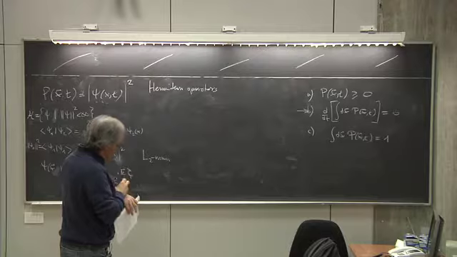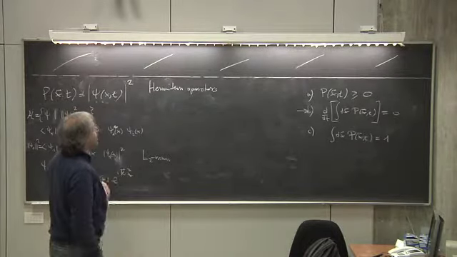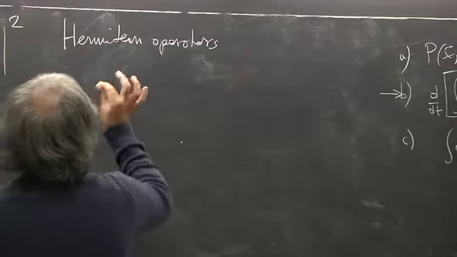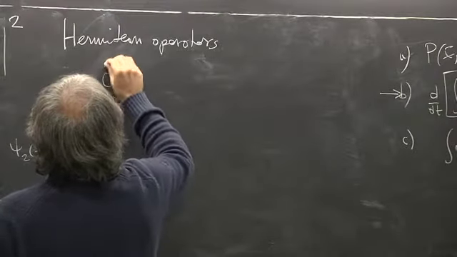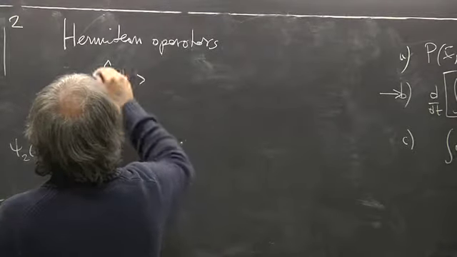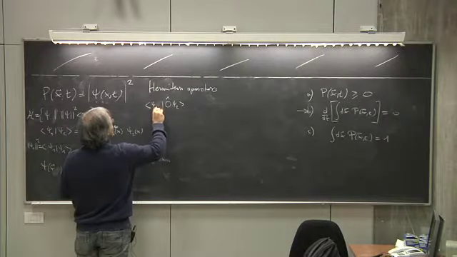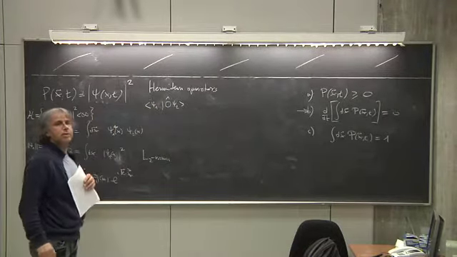How are we with time? Well, 15 minutes more. An Hermitian operator has the following property. This is the defining property. If you apply it to some wave function psi 2, and then you take the scalar product with another wave function psi 1, there is.